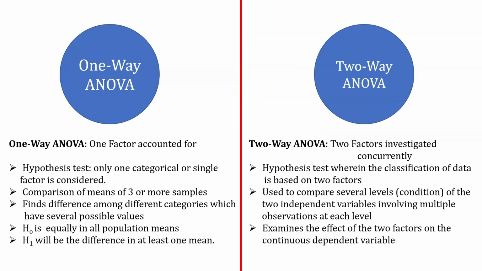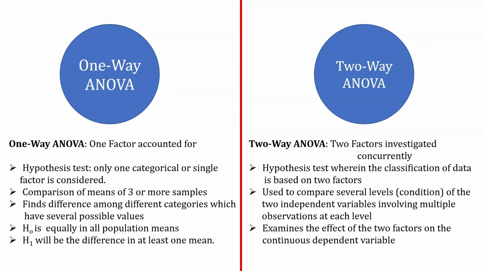Now, in one-way ANOVA, also known as one factor accounted for. Hypothesis test, only one categorical or single factor is considered, and comparison of means of three or more samples. And then it finds difference among different categories which have several possible values. And the null hypothesis is equality in all population means. And the alternative hypothesis will be the difference in at least one mean.